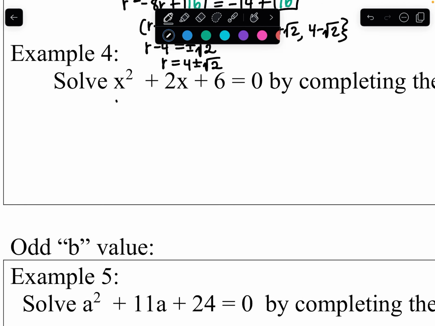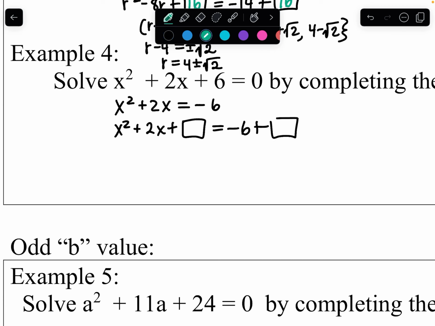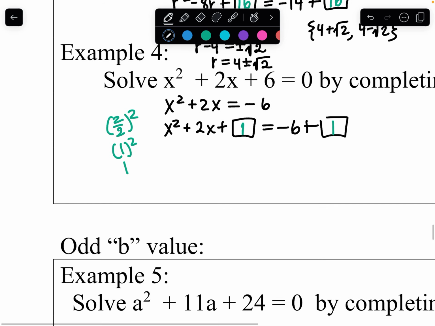All right, this next one, we just need to move the 6 over to the other side. So now it's negative 6. Make room for the boxes. And so half of b this time would be 1. And then we square that, we still get 1. And so here, the left side factors to x plus 1 squared, and the right side simplifies to negative 5.